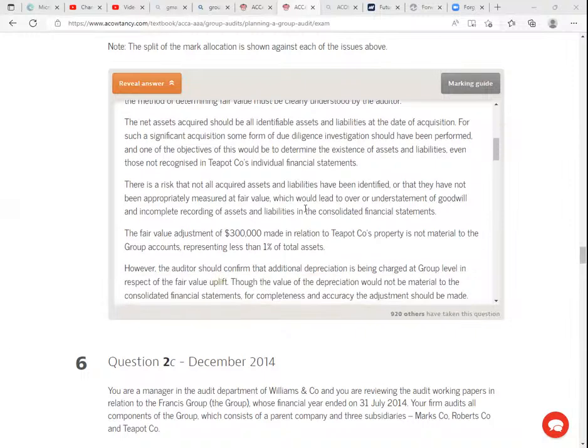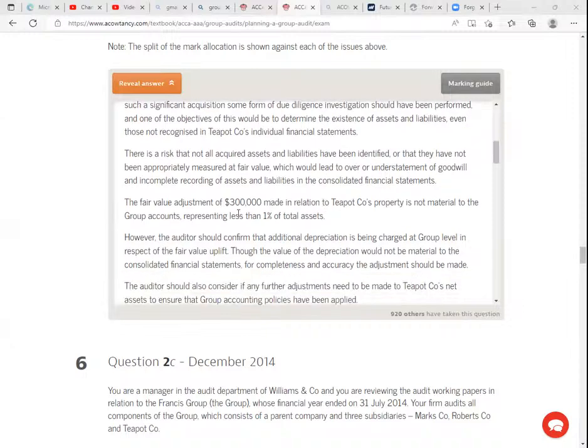There is a risk that not all acquired assets and liabilities have been identified, or that they have not been appropriately measured at fair value, which would lead to over or understatement of goodwill and incomplete recording of assets and liabilities in the consolidated financial statements. The fair value adjustment, that revaluation of 300,000 made in relation to Teapot Company's property, is not material to the group accounts, representing less than 1% of the total assets.